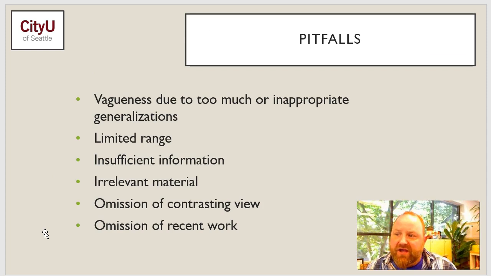Okay, so pitfalls, common problems. Vagueness, limited range, insufficient information, irrelevant material, omission of contrasting views, omission of recent work. These are huge pitfalls that students always go down because they don't want to deal with contrasting points of view, or they feel like they've explained something enough, even though the reader, the chair, the committee doesn't feel it's enough because it's too vague. Or too much information, irrelevant information.